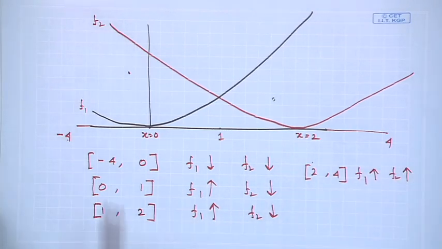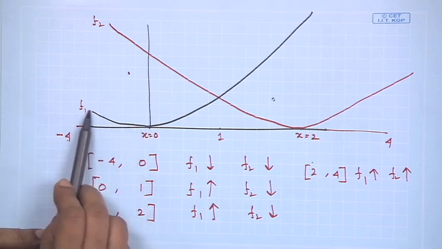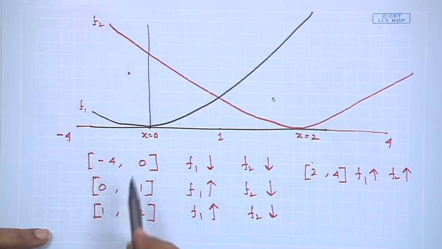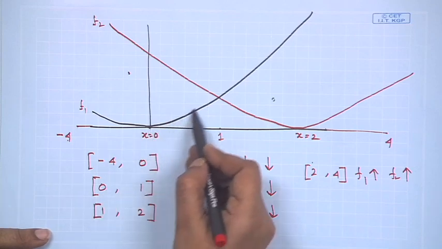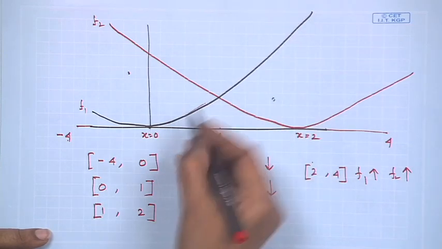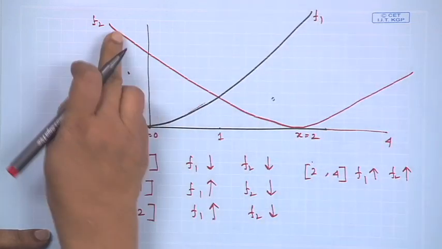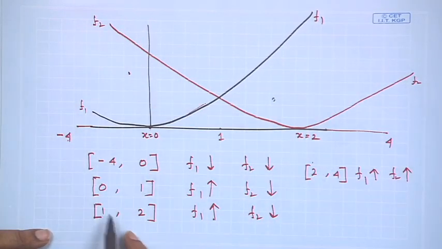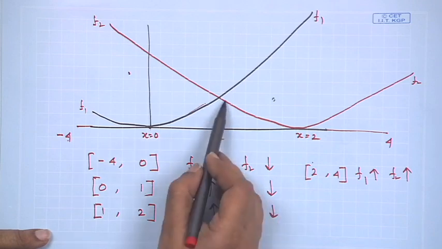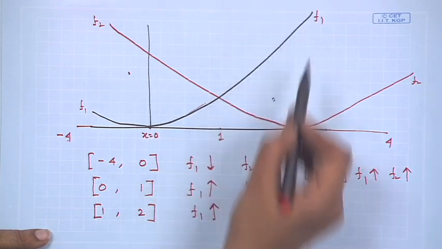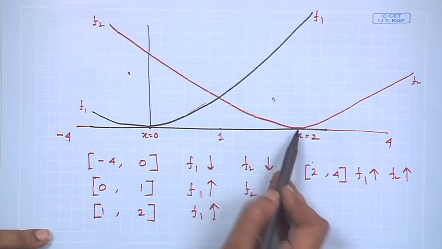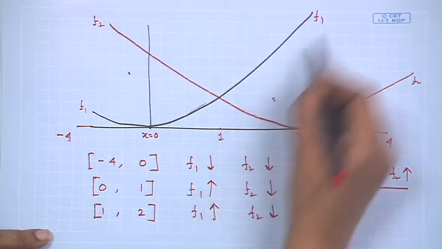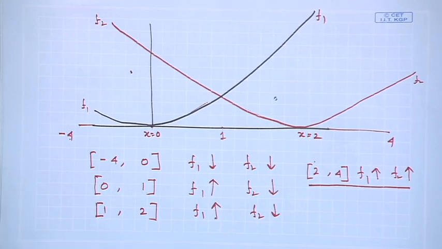Once again I am repeating, from minus 4 to 0, f1 is decreasing, f2 is decreasing, all right. From 0 to 1, f1 is increasing, this is the f1 line, f2 is decreasing, this is my f2 curve. From 1 to 2, f1 is increasing, but f2 is decreasing. Again from 2 to 4, both are increasing. This is the whole pattern.